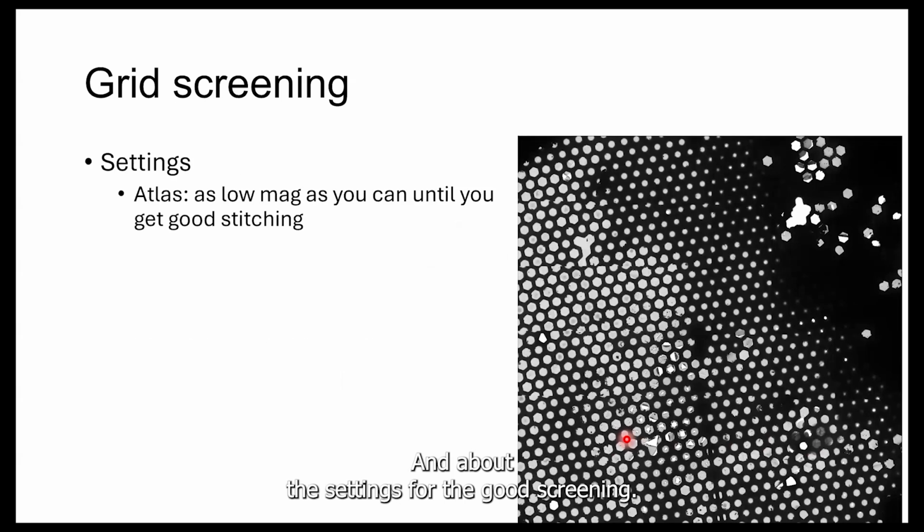And about the settings for the grid screening, we start from the Atlas magnification, the Atlas preset. We recommend to go as low as you can go, so that you can see enough hexagons to get good stitching, but you don't want to go very low because sometimes you start to see the C2 aperture, and then all your images will have a little bit of half moon in your image, and you don't want that.